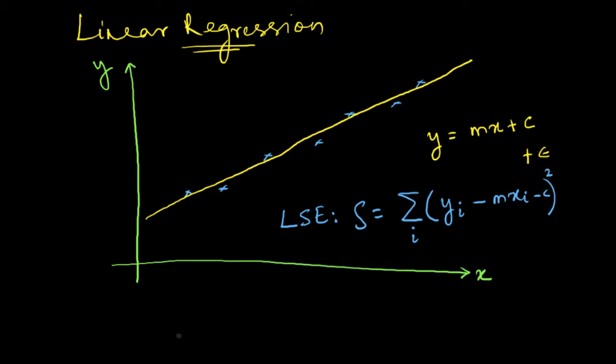So what do you do to minimize this? You use the concept you learnt in school. You take dou s by dou m equal to 0, and you also take dou s by dou c equal to 0, and then you will get two simultaneous equations which you solve to get an expression for m and c. So I'm not going to do it for you in this video, but I would strongly recommend to do it on your own and see the kind of expressions that you get.